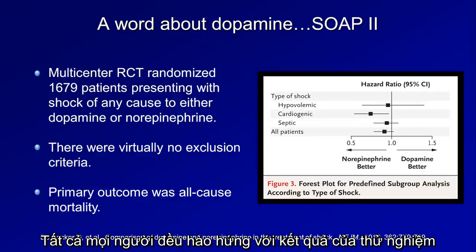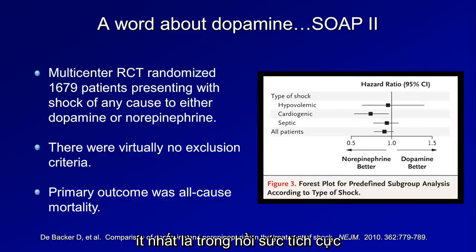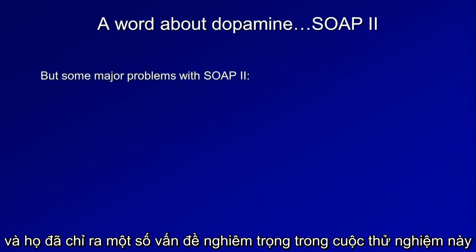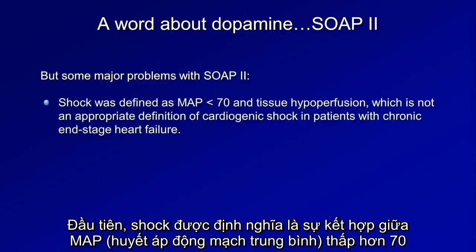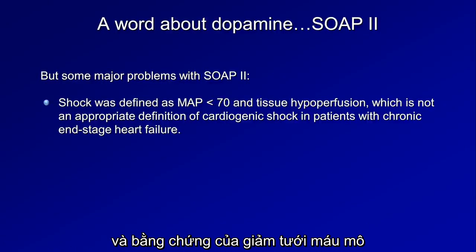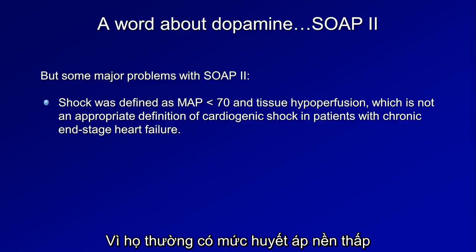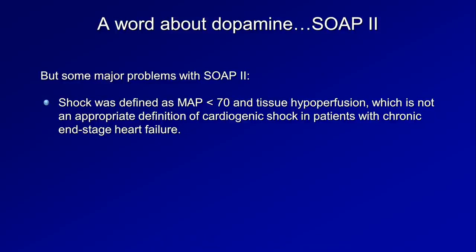People got all excited in response to the trial's results. Guidelines and clinical practice changed, at least among critical care docs. Most heart failure experts, however, were unconvinced, and they pointed to several critical problems with the trial. First, shock was defined as the combination of a MAP less than 70 and evidence of tissue hypoperfusion. Unfortunately, this is not an appropriate definition of cardiogenic shock in patients with chronic end-stage heart failure, as they frequently have baseline blood pressures that low, and in fact, their cardiologists may be intentionally keeping their blood pressure that low with afterload reducing agents to maintain adequate cardiac output.